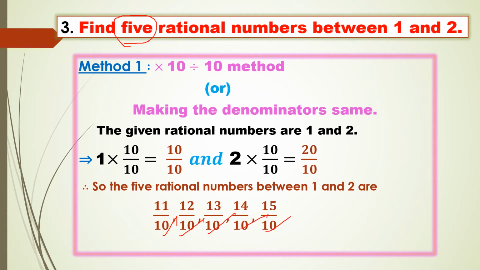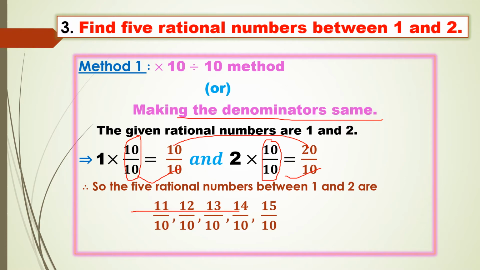Okay. So simple method. You should make the denominator same. For that I am using the multiply by 10 and divide by 10 method. So by this you'll get the denominator same here and the numerators are different. So I can write in between numerators with the same denominators between 1 and 2. Clear? So let us go to the next method, which is the mean method.